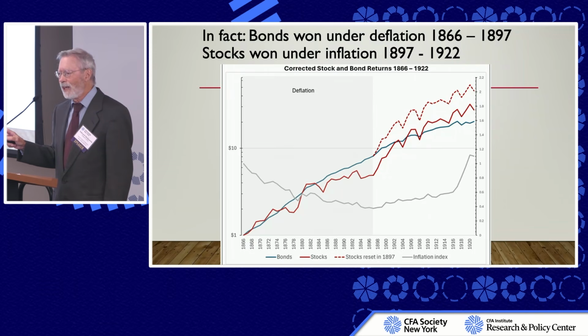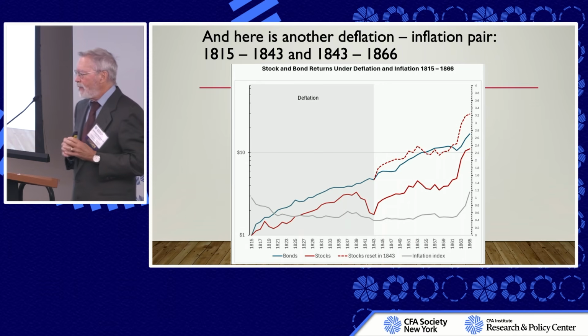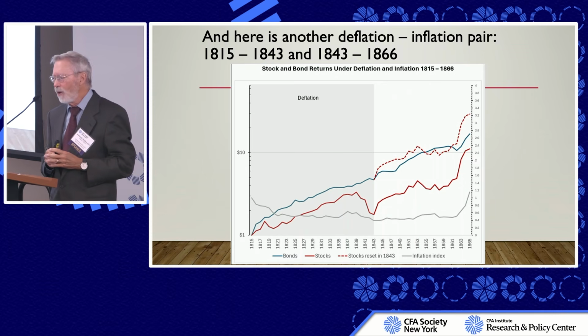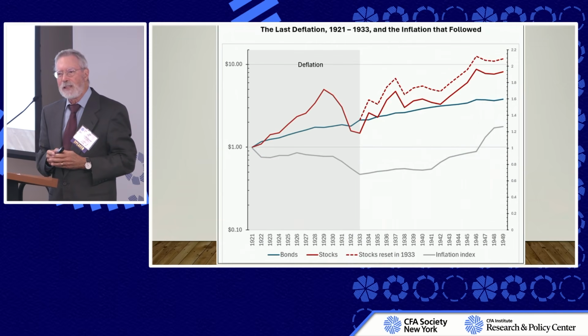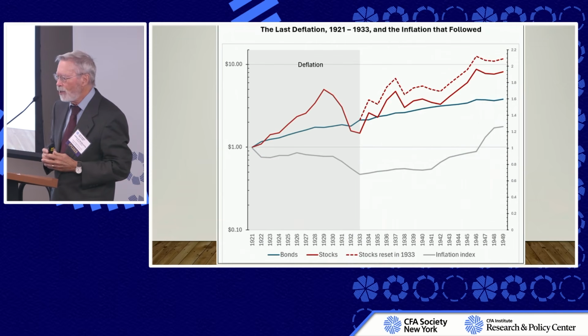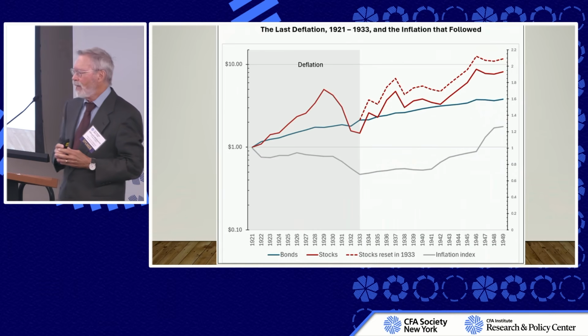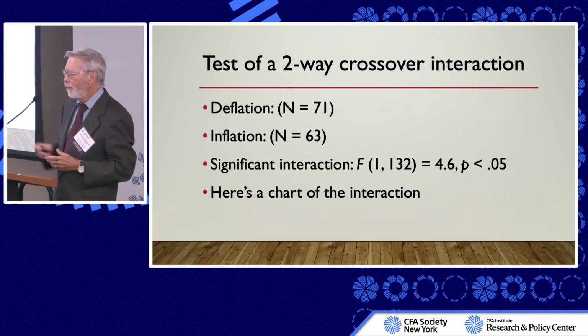Well, that's interesting. I found another sustained deflation in the historical record. This hinges at 1843. And what we see here is again the red line tanks in the gray area, surges ahead of the blue line as inflation resumes. And then finally, we have the last deflation in the U.S. record, 1921 to 1933. Same pattern, bonds win under deflation, stocks win under inflation.